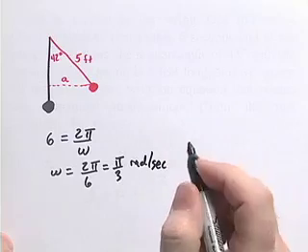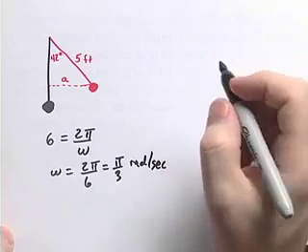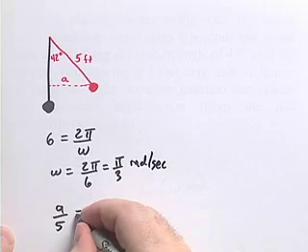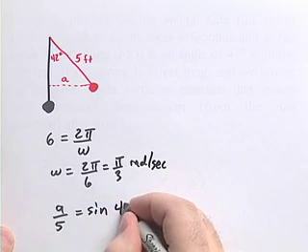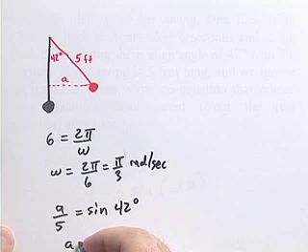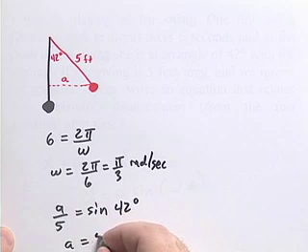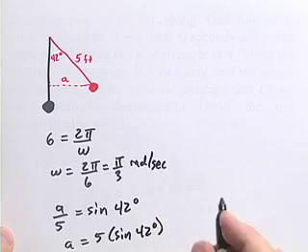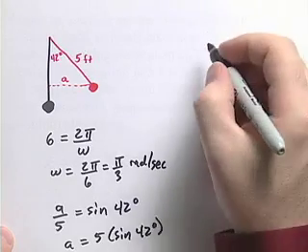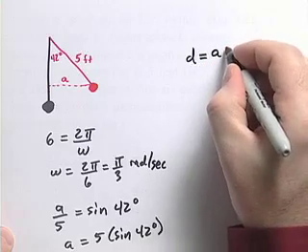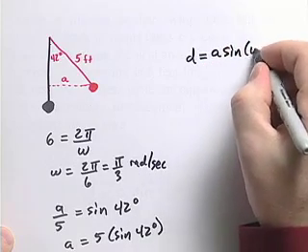From this diagram, we'll see that A divided by 5 is equal to the sine of 42 degrees. If we solve that for A, we'll find that A is equal to 5 times the sine of 42 degrees. Therefore, we go back to our model. Remember we said our equation would be d is equal to A times the sine of omega t.